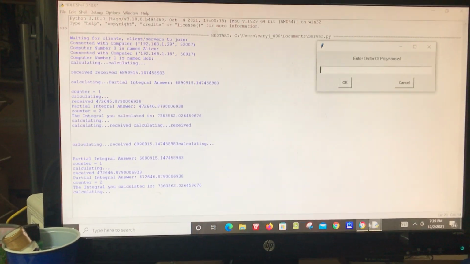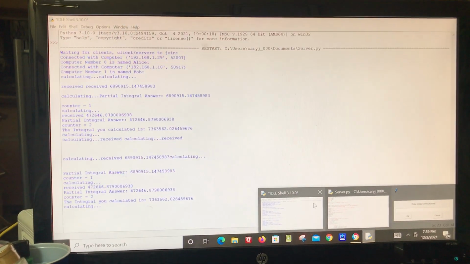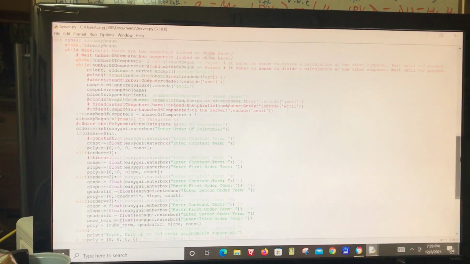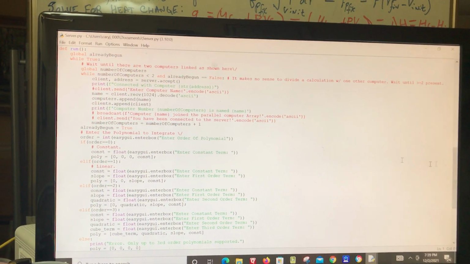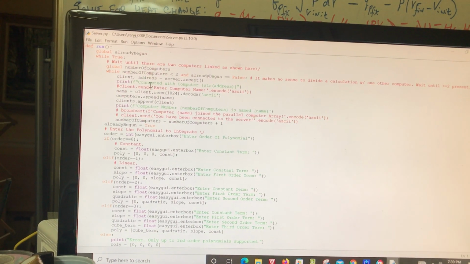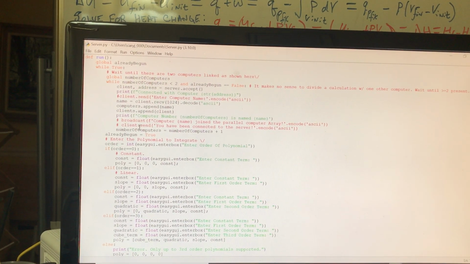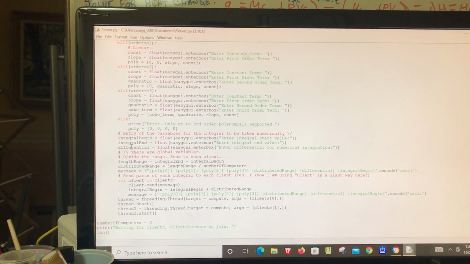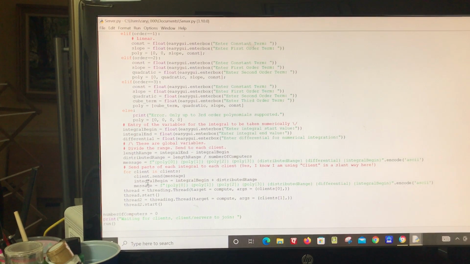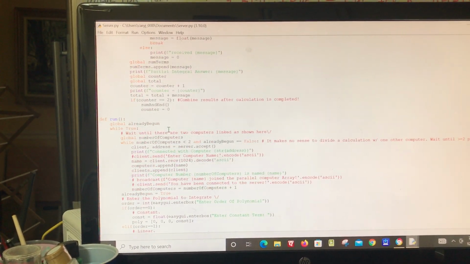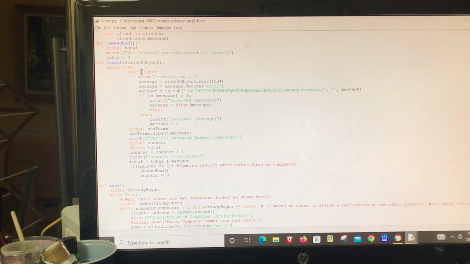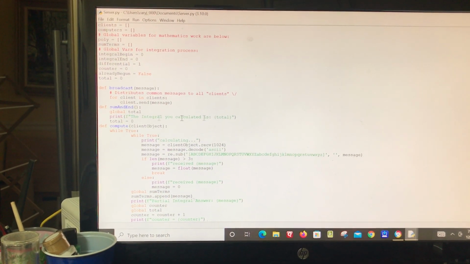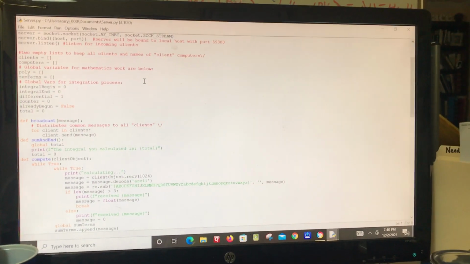And just for completeness, let's look at the actual code for the server here. So basically how it works: wait for at least 2 computers to join, connect with them using the socket statements, enter the polynomial using EasyGUI, then distribute the problem, send it to the client servers, wait until they get back, compute the results, combine the results, stop the program. Well, that's pretty much it.